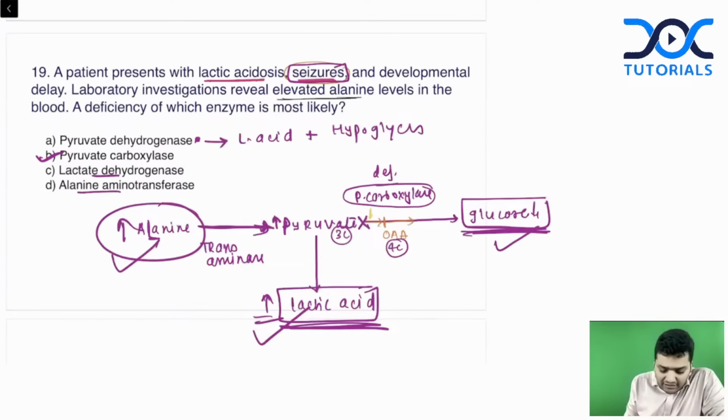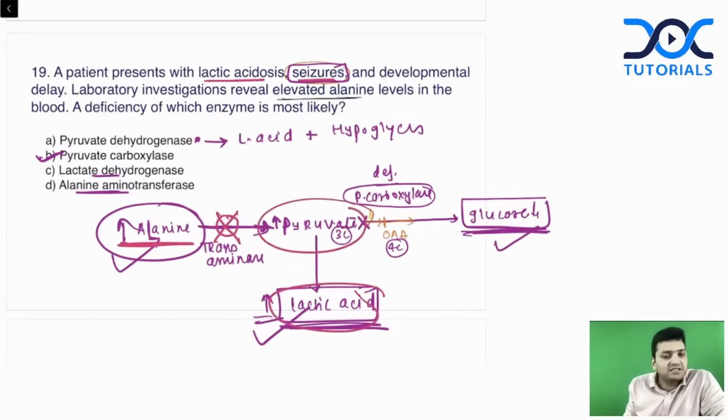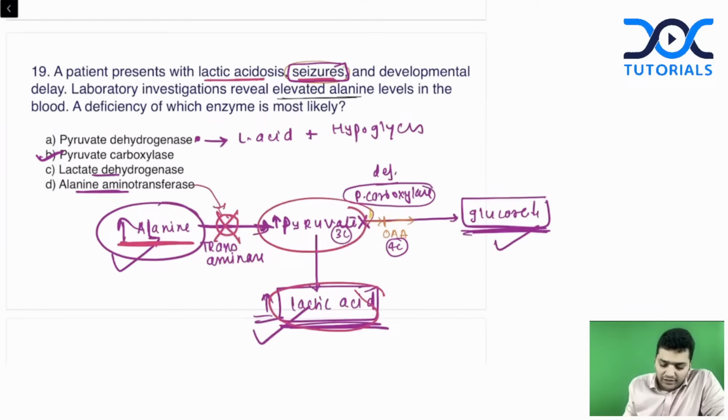And if there is alanine aminotransferase deficiency, which is the enzyme actually here, if this reaction is not happening, alanine will increase, but the pyruvate or the lactic acid will not increase. So this cannot be the answer again. So we are left with only one answer. You could have gone retrospectively and found out how it is linking with the things, right? It was a little tricky.